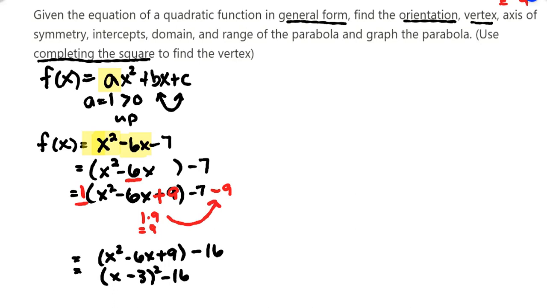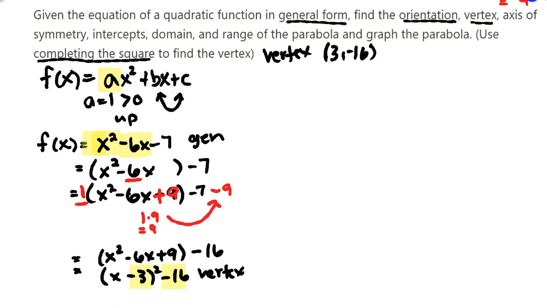So what we've done is we've taken our function from general form into the vertex form, and when it's in the vertex form, you can write down what the vertex is. It will be (h, k). So the vertex for this example is (3, -16).